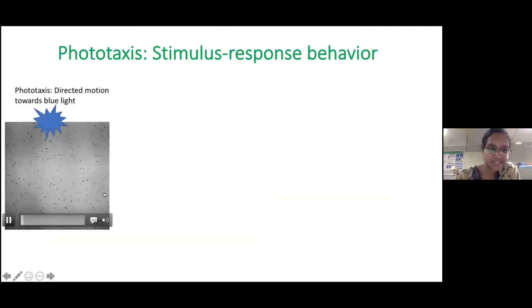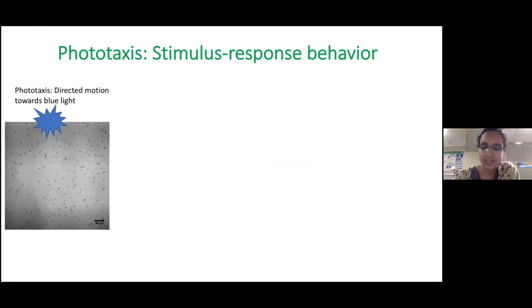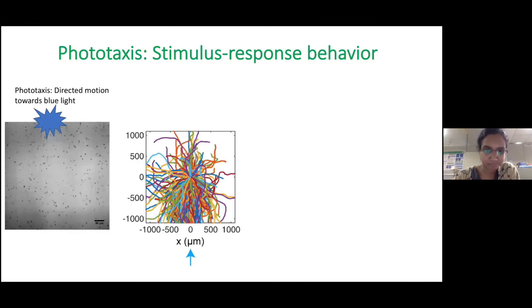If you place these cells in presence of a blue light source, they will run towards the light source. And if you watch this movie a little bit more carefully, you will see that some of the cells are actually running in the wrong direction. And the system is in steady state. So we have kept these cells in blue light long enough to see this kind of behavior.